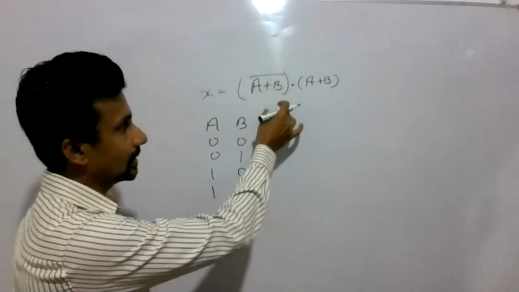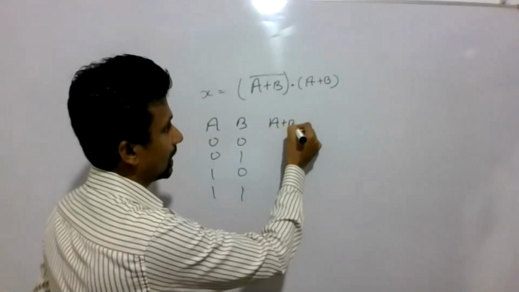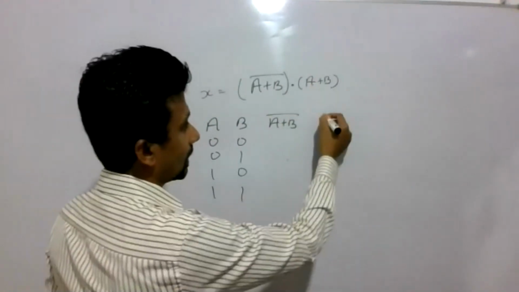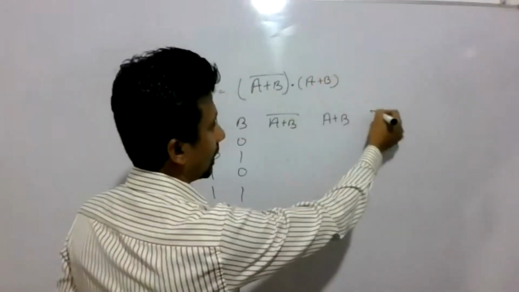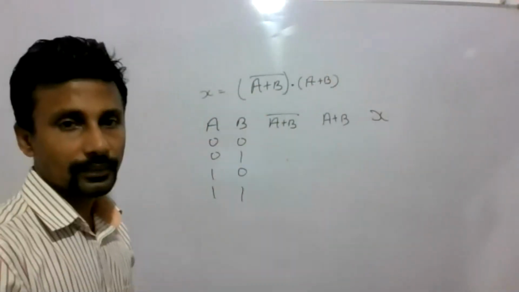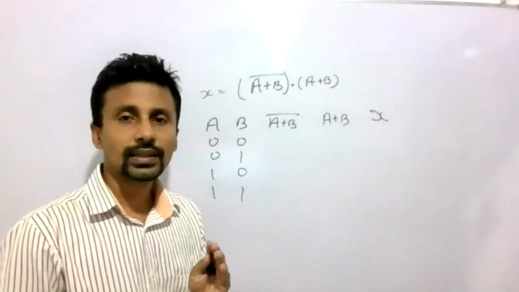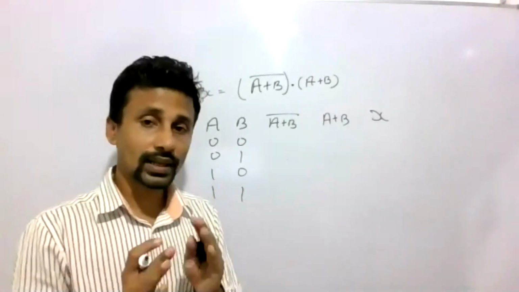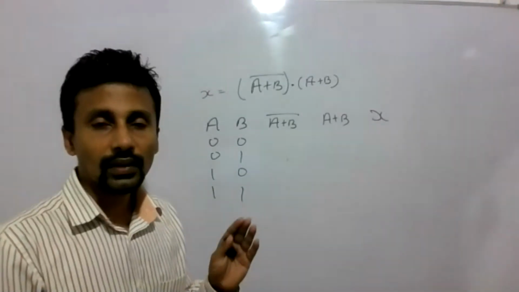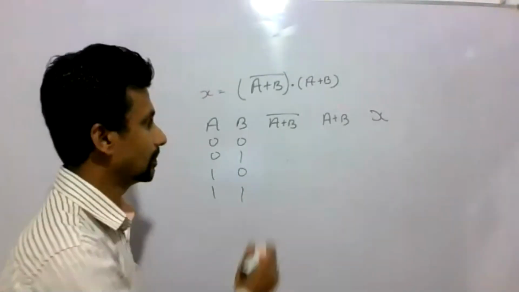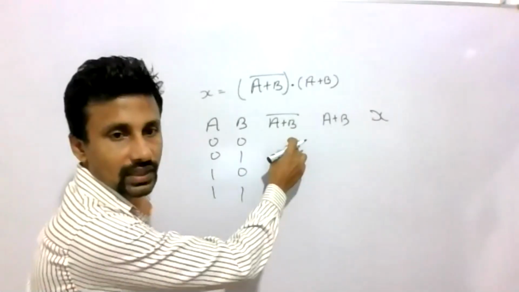Then I am taking this part separately: A plus B dash. Then I am taking A plus B. Then finally, this x. For x means this whole thing, right? Then A plus B dash means what? NOR gate. That's why I told you at the beginning you have to memorize these truth tables. If you get A plus B dash, that means NOR gate. A and B are connected with a NOR gate.